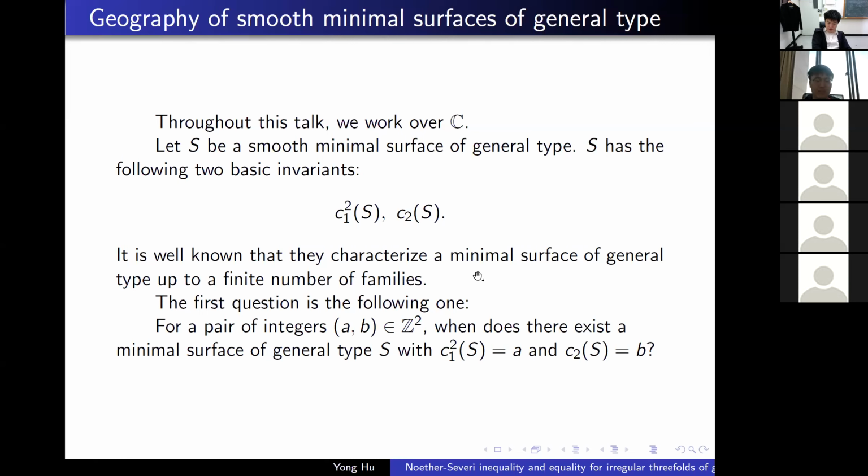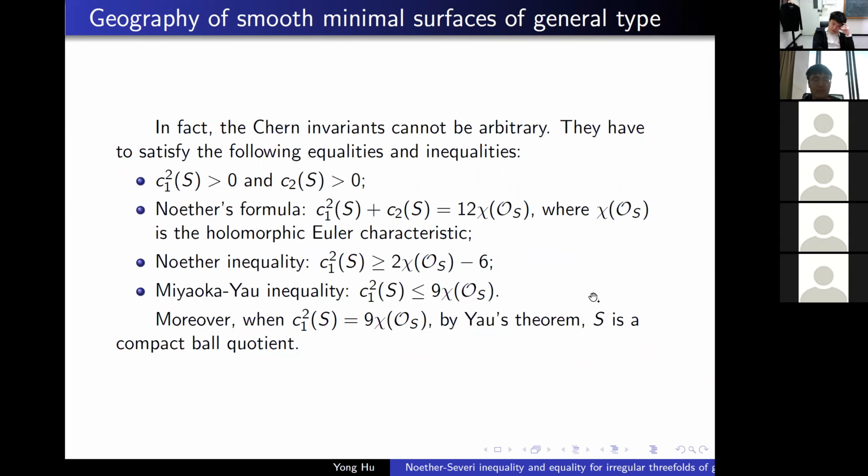The first question in the geography is the following one. Now, we know that these two numbers are integers. So the question is, for a pair of integers (a, b) in Z^2, when does there exist a minimal surface of general type S with c1 square equal to a and c2(S) equal to b? In fact, the Chern invariants cannot be arbitrary. They have to satisfy the following equalities and inequalities.